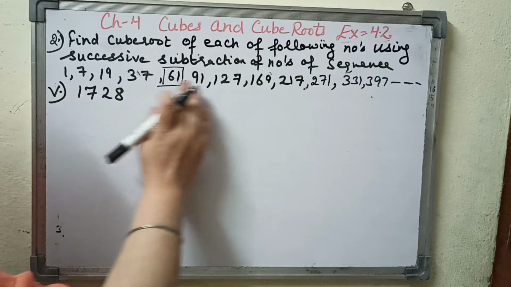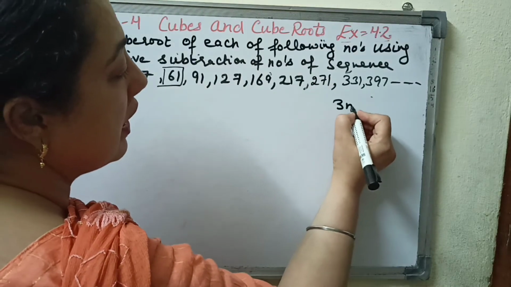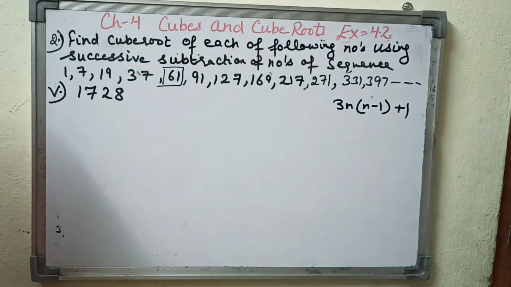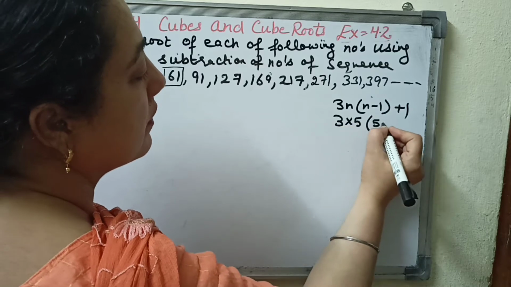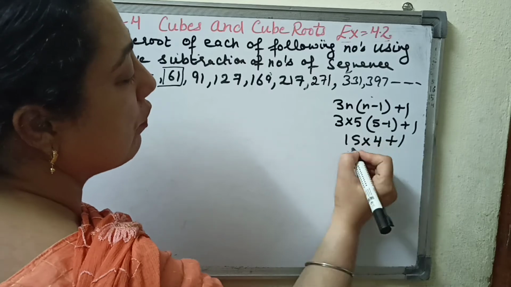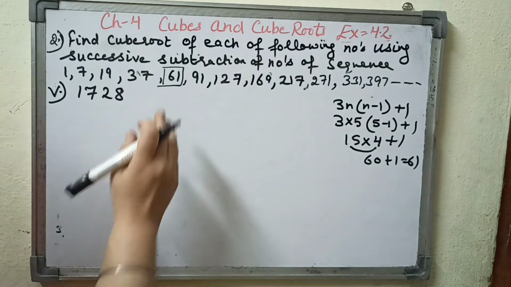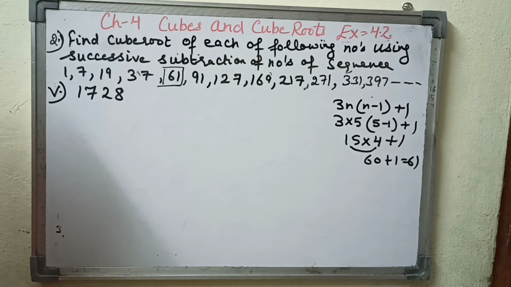Now the question is how these terms come. These terms come by using the expression 3n(n minus 1) plus 1. n means the number of the term. For the first term I put n equals 1, for the second term n equals 2. Now I calculate the fifth term, so I put n equals 5 here. 3 5s are 15 and 5 minus 1 is 4. 15 4s are 60, plus 1, it is 61. In this way you can calculate many terms which we have to subtract from 1728.